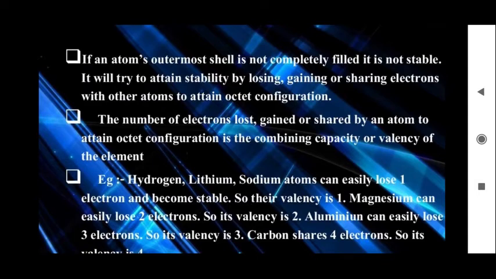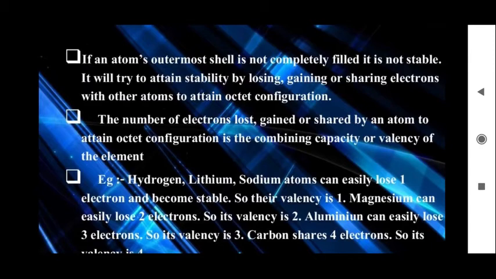So this we have already discussed. Hydrogen, lithium, sodium atoms can easily lose 1 electron and become stable, hence their valency is 1. Whereas magnesium can lose 2 electrons, hence its valency is 2. Aluminium can easily lose 3 electrons, hence its valency is 3. But carbon shares 4 electrons, hence its valency is 4. Here carbon does not donate, it just shares the 4 electrons.